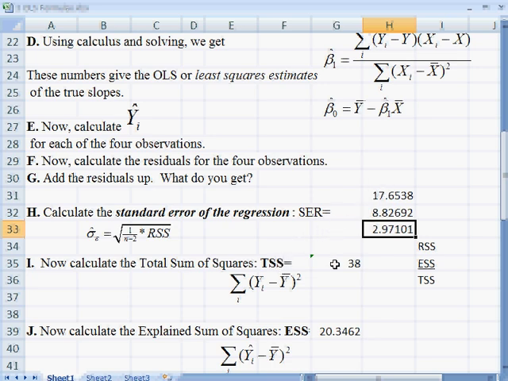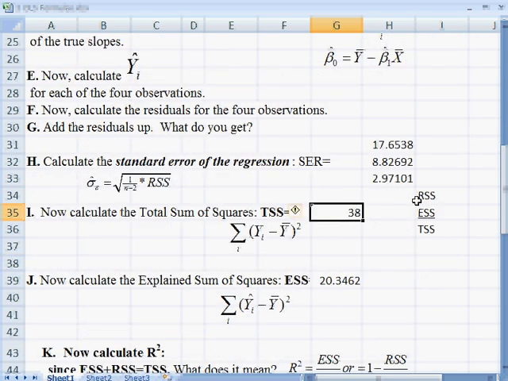Then we calculated the total sum of squares, which is just the variance of y, but we don't divide it by n minus 1. It just gives us a way to measure the total ups and downs in y, total variation of y. And then there's this relationship that the residual, which is the variation we can't explain, the ups and downs we can't explain, and the explained sum of squares, the amount of the ups and downs we can explain, all add up to the total sum of squares, the total variation in y.